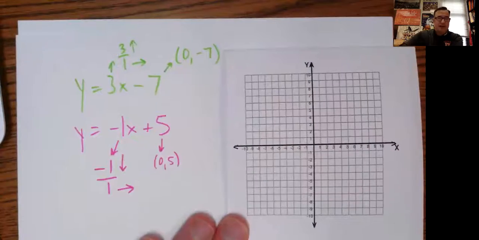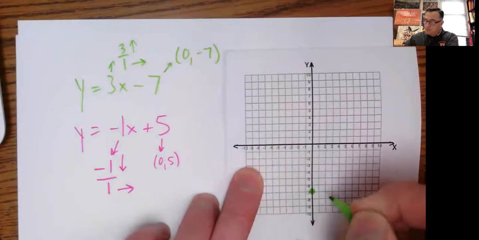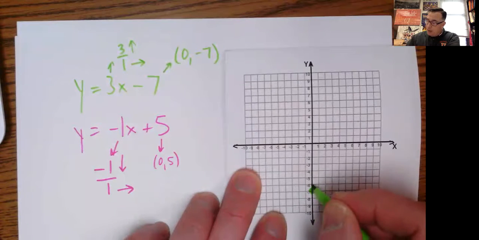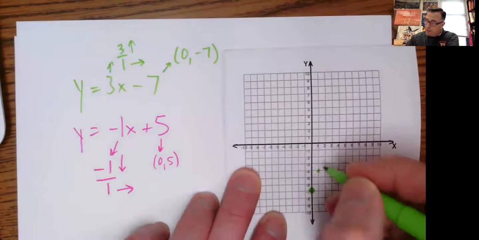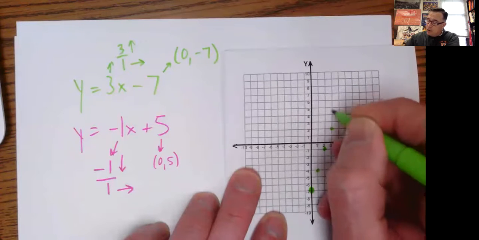Top one, just like you guys said, I'm going to start at that 0, -7. So that's all the way down here. My slope tells me 3/1. So I'm going to go up 3 to the right 1. And I'm just going to keep doing that. Up 3 to the right 1. And when I do this all the way across here.